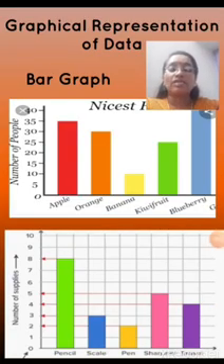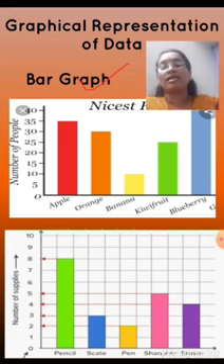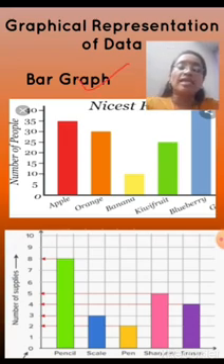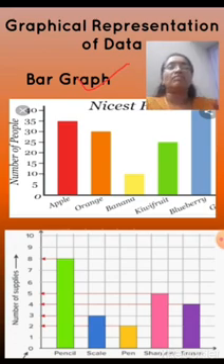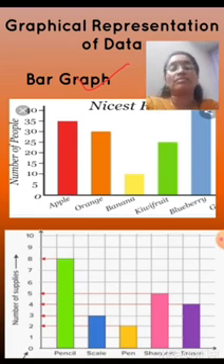The last section of this chapter deals with the graphical representation of data. In that, two things we want to study. One is the bar graph. In your earlier classes, in 5th standard and 4th standard, when you were dealing with data, you studied pictorial representation.